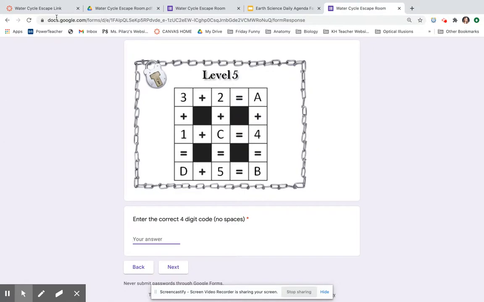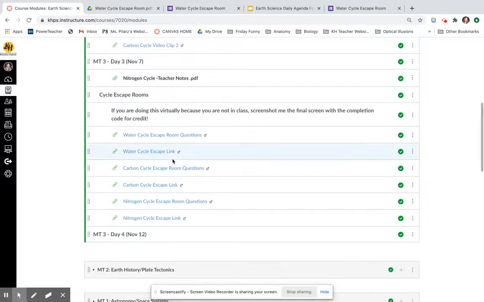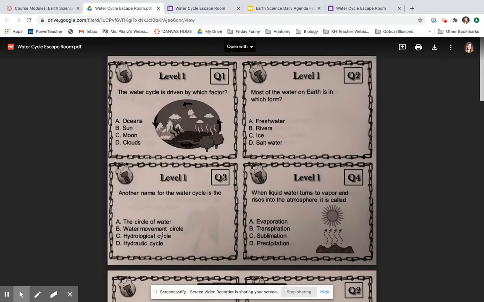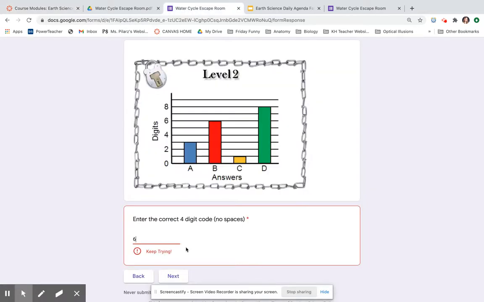Okay. So again, to get you started, under modules, you are going to go, and you just need to do the water cycle today. During the next class, we'll do the next 2. But click on escape room questions. That's this. Again, you want to go 4 questions at a time, level by level. And then also escape link. And that's where you're going to move through the levels. After you have your answers, decode them. And then that final screen, you're going to screenshot and send to me. Email me if you have any questions, but I would work on this today because next class we'll do the next 2, and that way you won't fall behind.